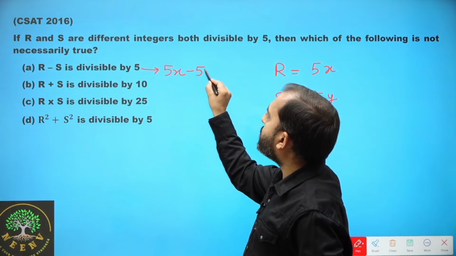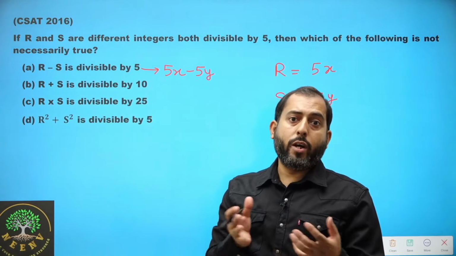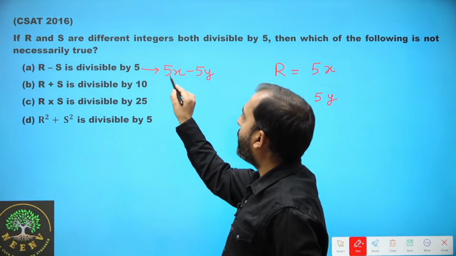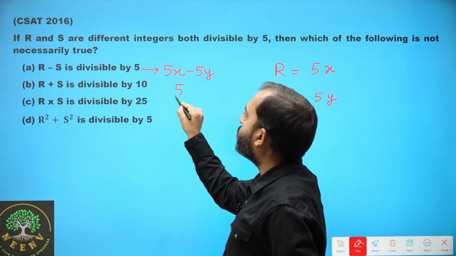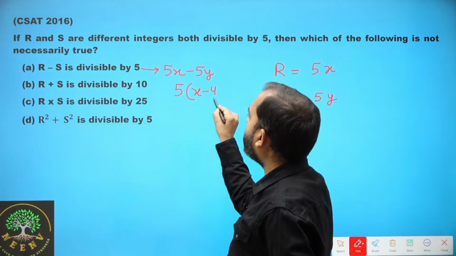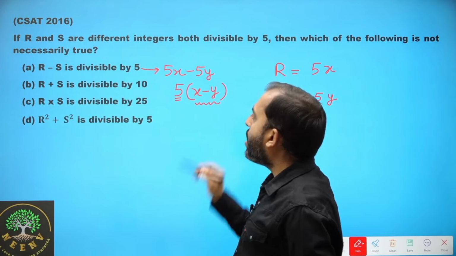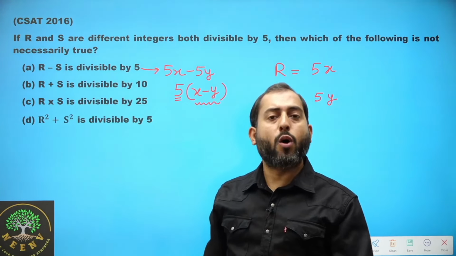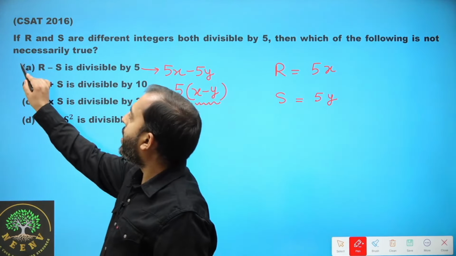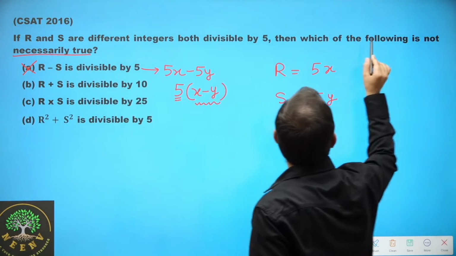So 5x minus 5y. Now I want to check whether this is divisible by 5 or not. So what I can do, see, I can take 5 common. So this whole expression can be written as 5 into something. Now 5 into something is always divisible by 5. Hence option A is not the right choice because we are looking for which is not necessarily true.